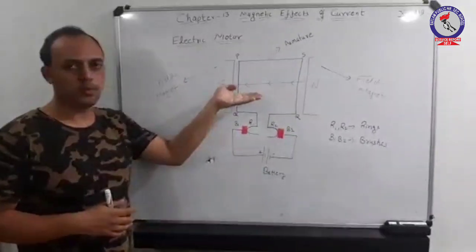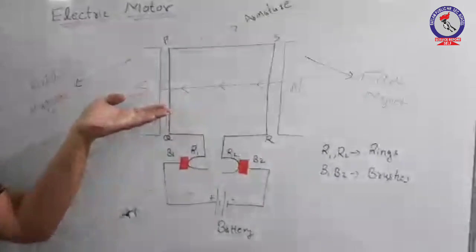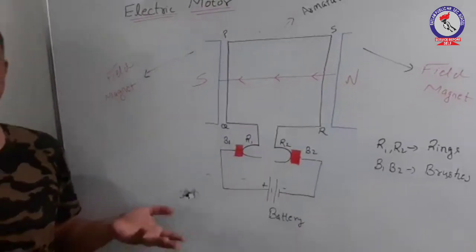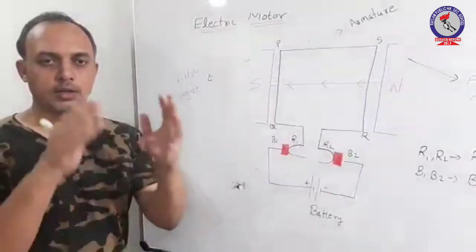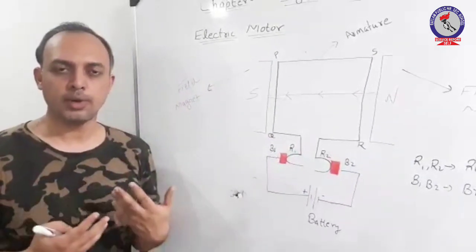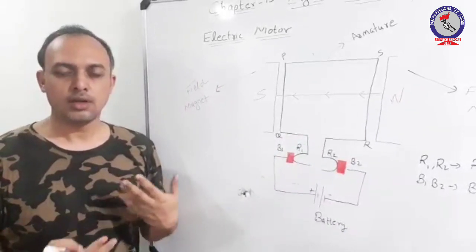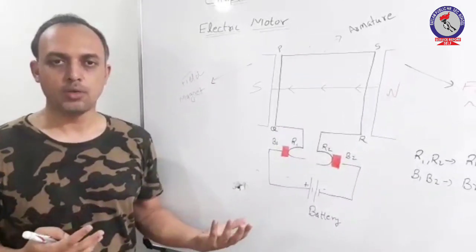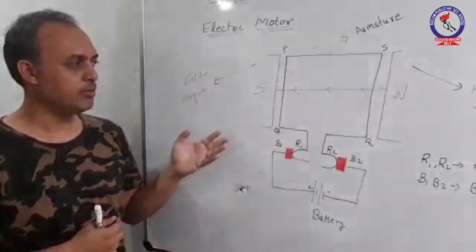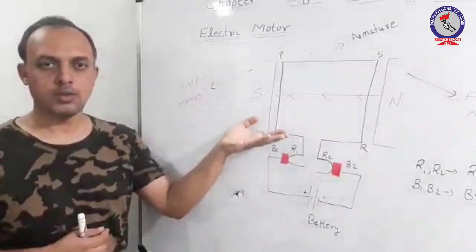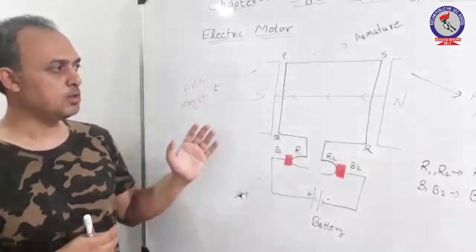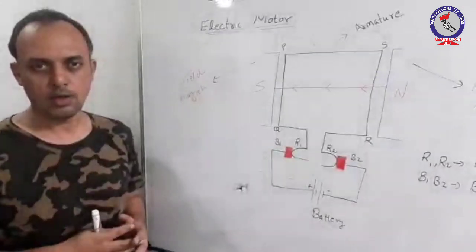Talking about the principle of DC motor, it applies the principle that whenever a current carrying coil is placed in an external magnetic field, it experiences a torque, and that torque may rotate the coil. This rotation of the coil can be used for doing certain mechanical work, as in a cooler. So the principle is that a current carrying coil kept in an external magnetic field experiences a torque which may rotate the coil. This is the actual principle of this electrical motor.